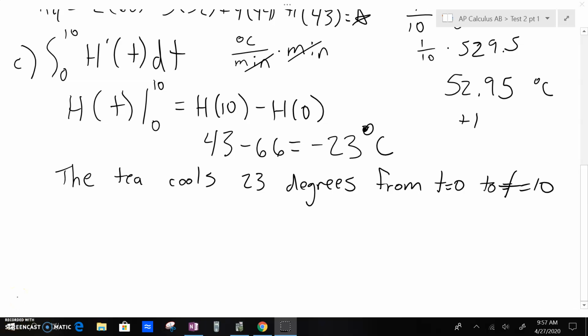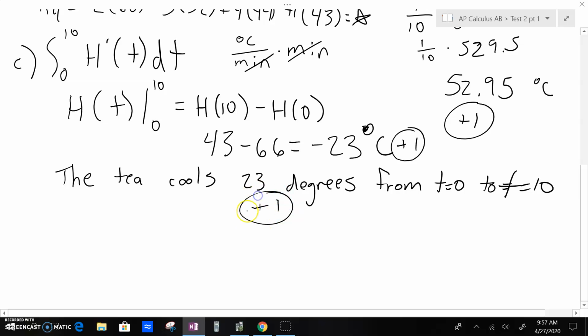And on this one, you're going to pick up a point for the negative 23 degrees Celsius, and you're going to pick up a point for the explanation that the tea cools or drops in temperature between these two times, or from the start to the finish.